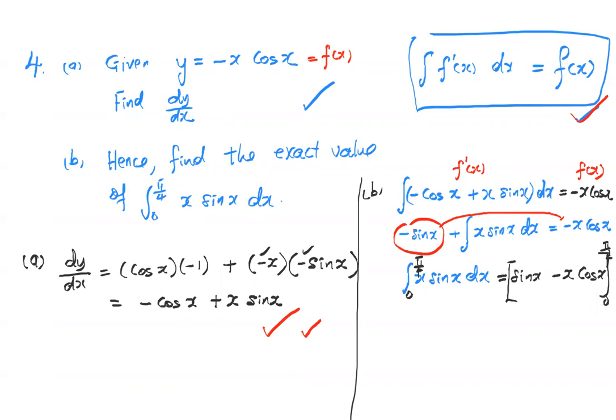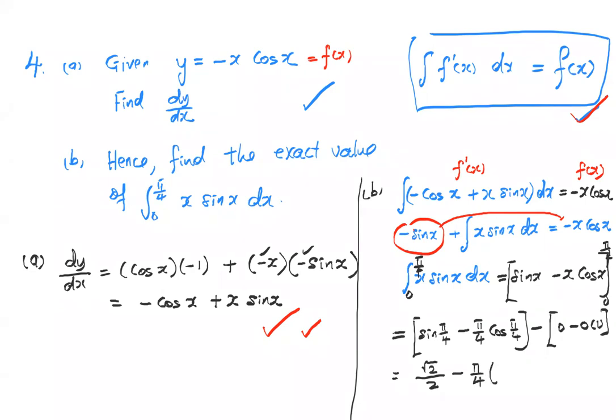Okay, can or not? So now I start to substitute. I sub pi by 4, take away sub with 0. Since x is 0, everything will be 0. Right? So I have sin pi by 4 is root 2 over 2, take away pi by 4, cos pi by 4 also root 2 over 2.